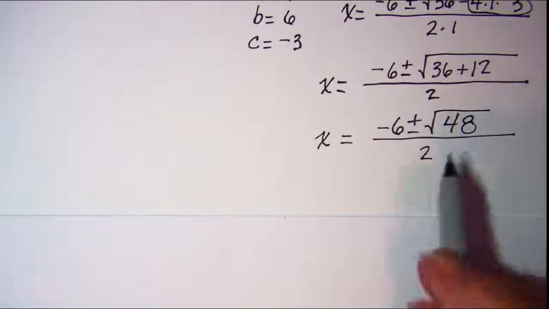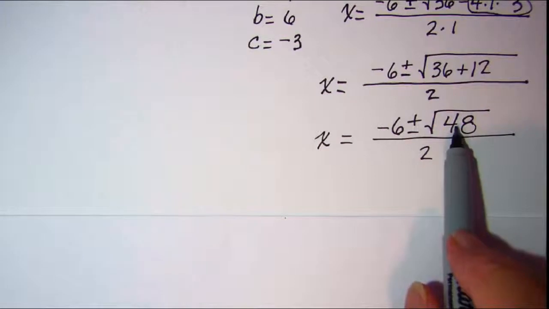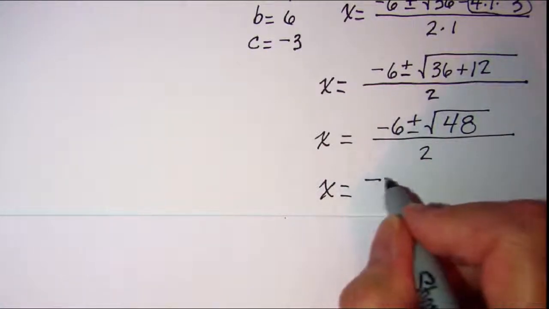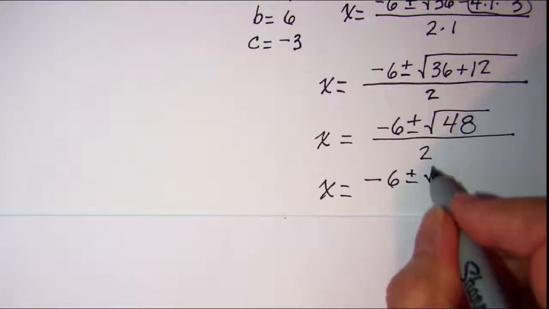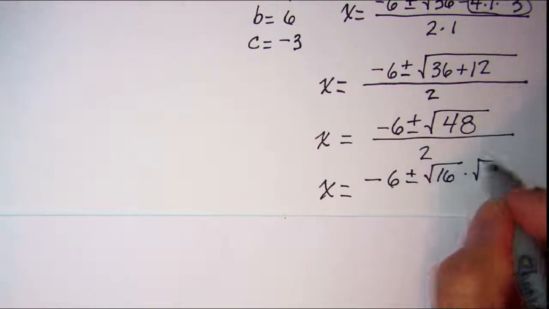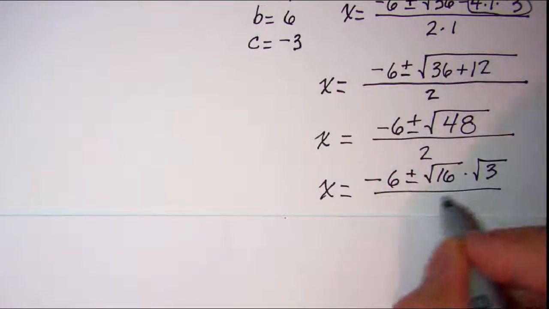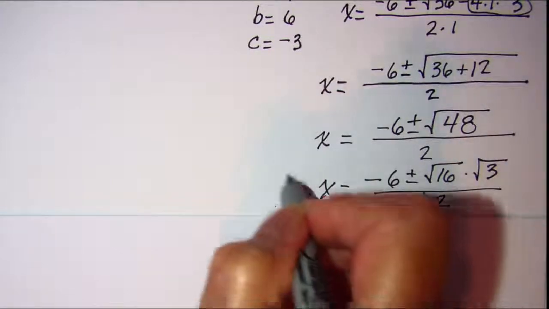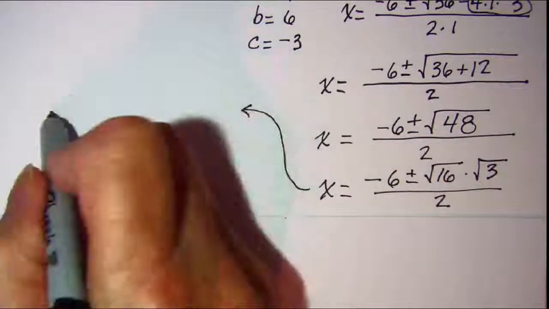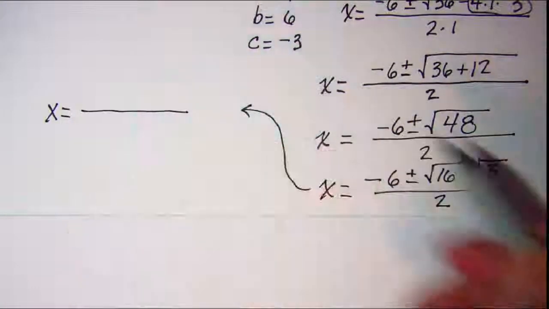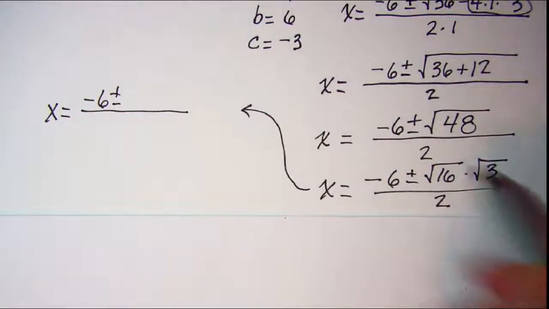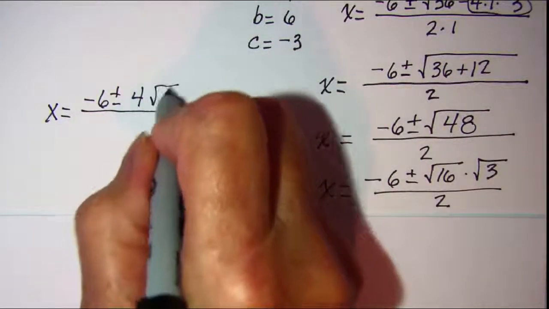Now 48 can be split into the square root of 16 times the square root of 3. So x is equal to negative 6 plus or minus the square root of 16 times the square root of 3 divided by 2. So this simplifies to x is equal to negative 6 plus or minus the square root of 16 is 4, 4 root 3 all over 2.